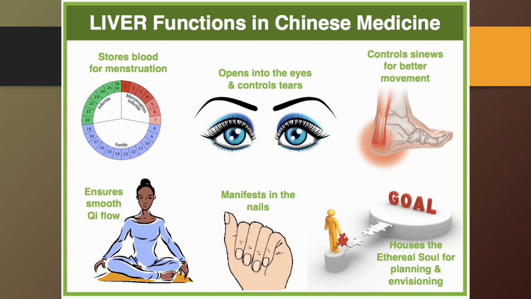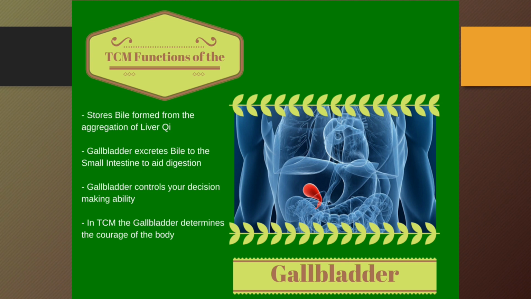Another main function of the liver is to store blood and regulate the blood volume. The liver opens into the eyes, its tissue shows in tendons, and its luster manifests in nails. The physiological functions of the gallbladder are to store and discharge bile and help to digest food. The gallbladder is also associated with emotions. Its functions are regulated and controlled by the liver. A normal function of the liver in maintaining the free flow of qi can guarantee normal bile storage and discharge, thus maintaining normal physiological functions of the body.